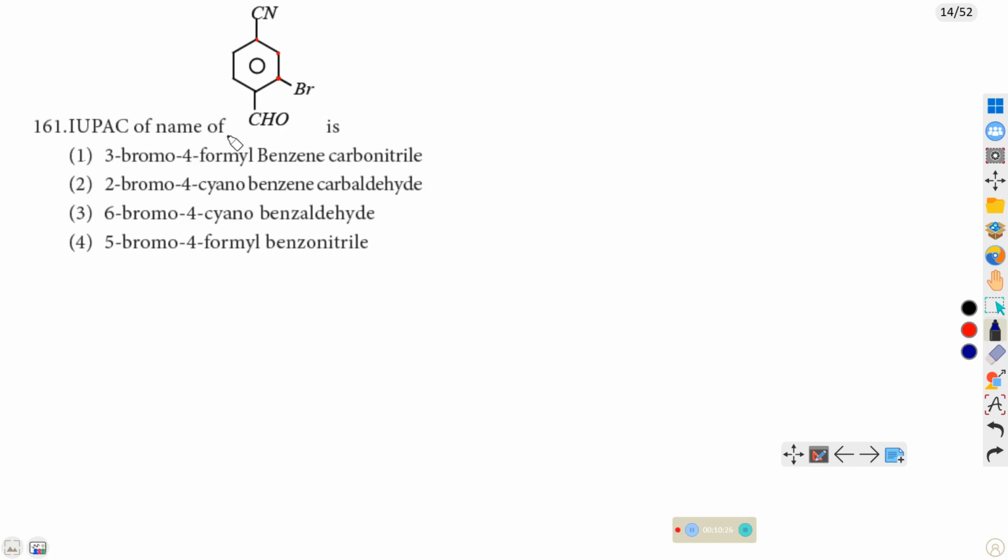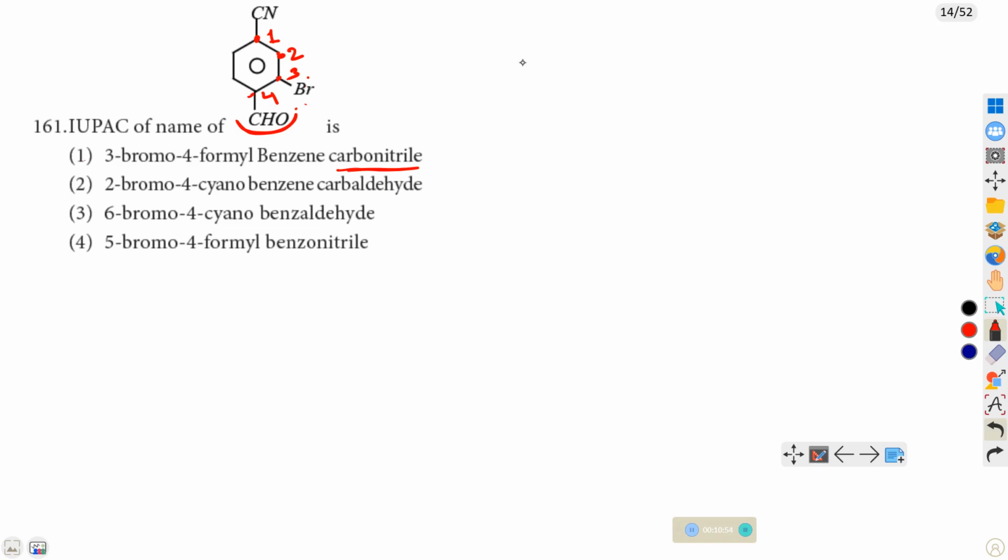IUPAC name of the following compound. Here two functional groups are present. Cyanide is present as well as aldehyde. Among cyanide and aldehyde, cyanide is the high priority group. Numbering 1, 2, 3, 4: 3 bromo, CHO, 4 formyl benzene carbonitrile. The name ends with carbonitrile.